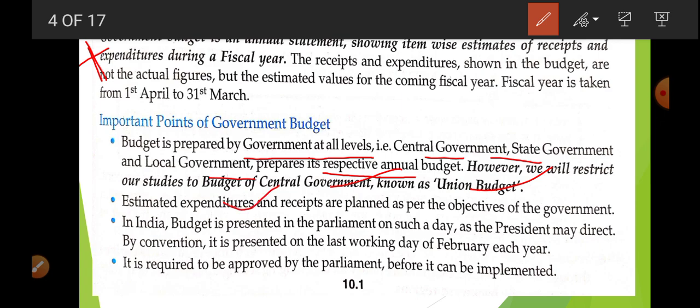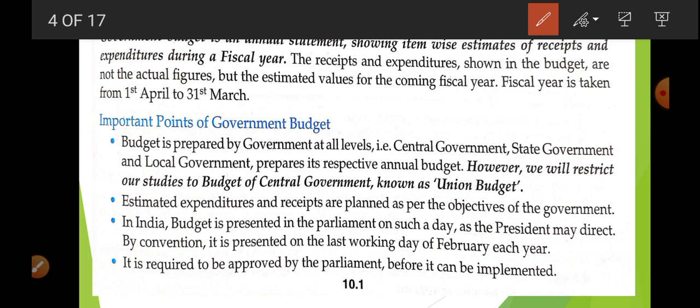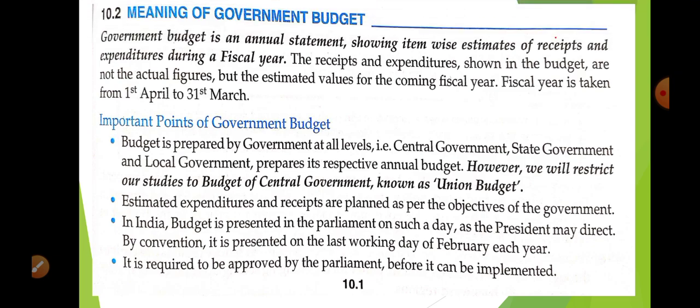Estimated expenditure and receipts are planned as per the objectives of the government. In India, the budget is presented in the Parliament, on such a day as the Parliament may direct; by convention it is presented on the last working day of February each year. It is required to be approved by the Parliament before it can be implemented. So for the approval it is presented before the Parliament. So what is important in this introduction? Meaning of budget: it is an annual statement of receipts and expenditure.